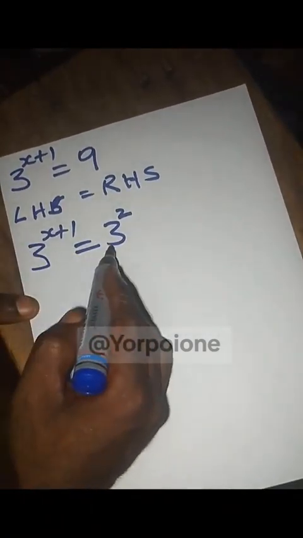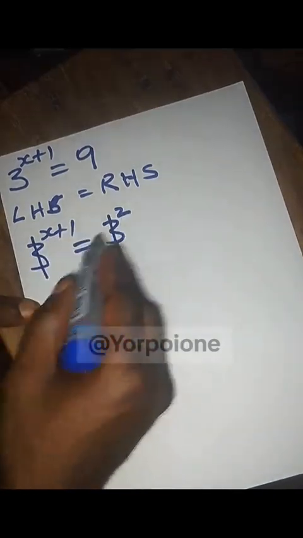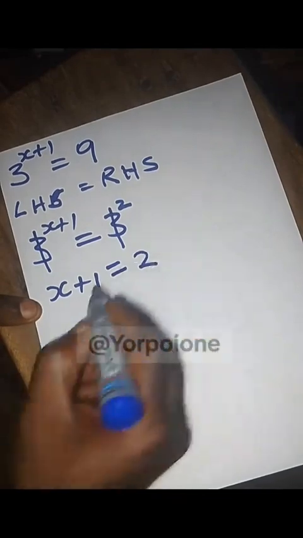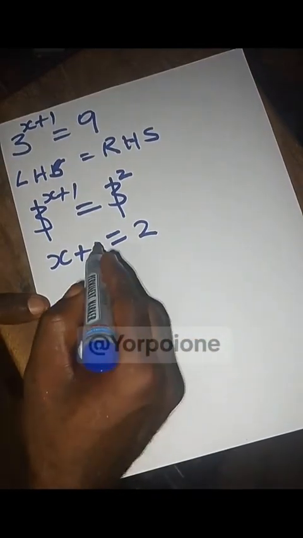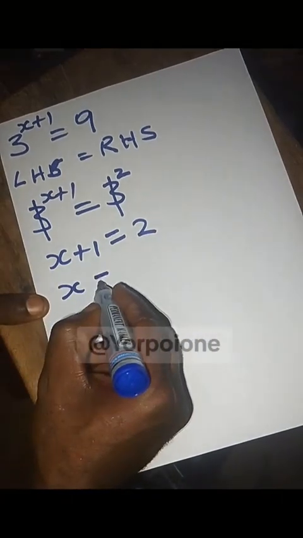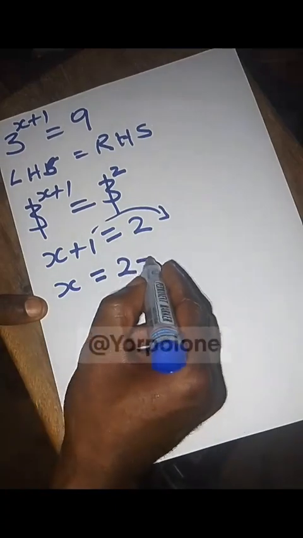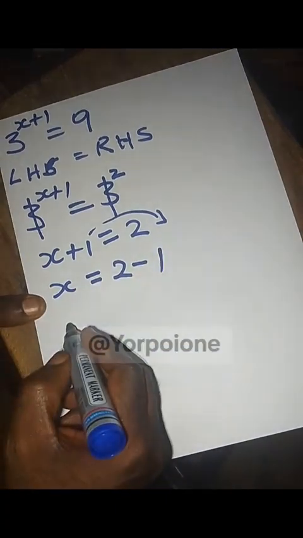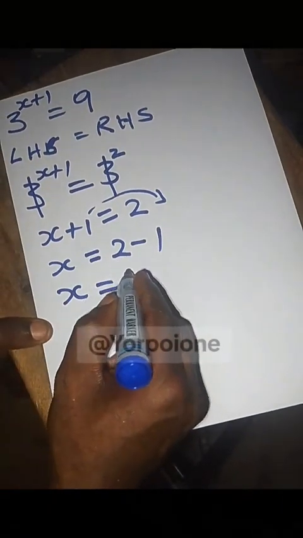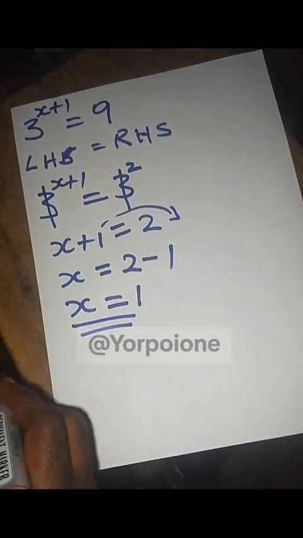Now, both the left and the right hand side have the same base. So we cancel the bases and equate the powers. That is, x plus 1 is equal to 2. We transpose the 1. That is, x is equal to 2, and the 1 goes over the equal to sign and changes to negative 1. So we have x is equal to 2 minus 1, which is 1. So that is the value of x for the first question.